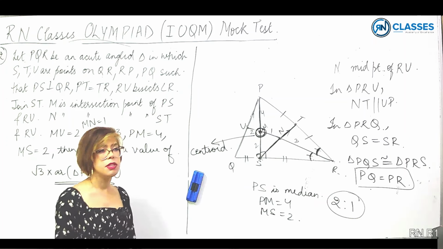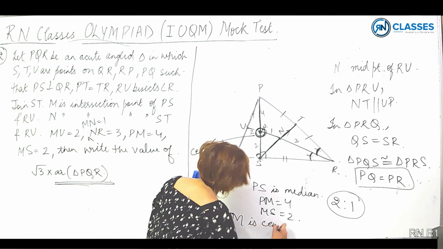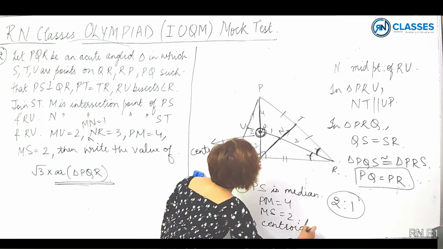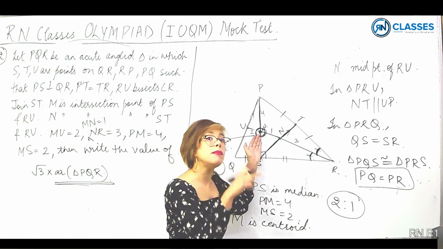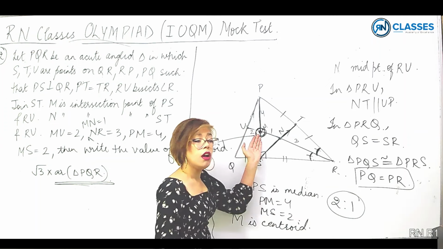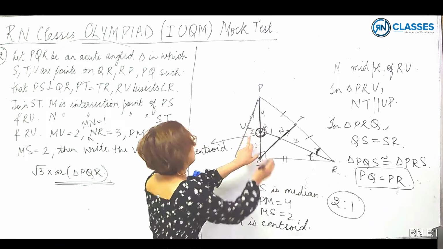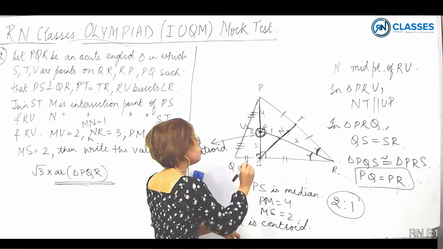Observation number 3, I guess now. M is the centroid. Now, in the triangle, if M is the centroid, that means RU is not only the angle bisector, it is also the median because it is passing through the centroid. Now, if RU is the median, that means I have established that this length PU is equal to UQ.